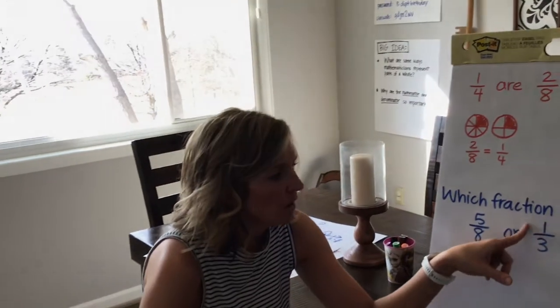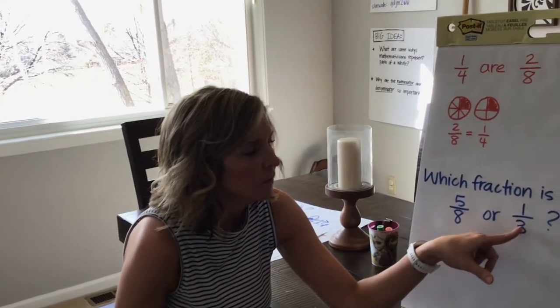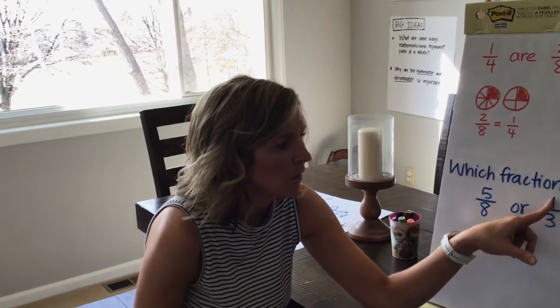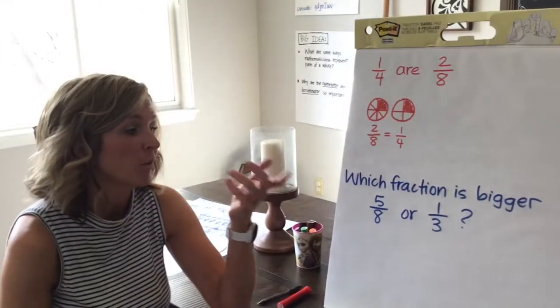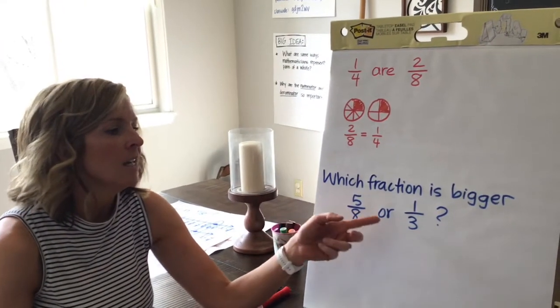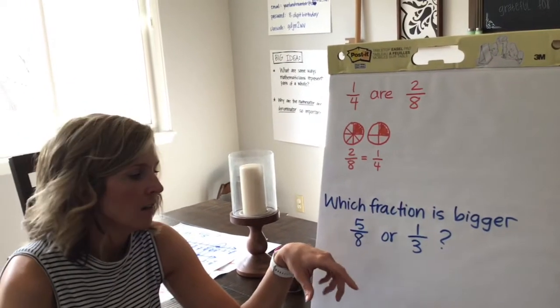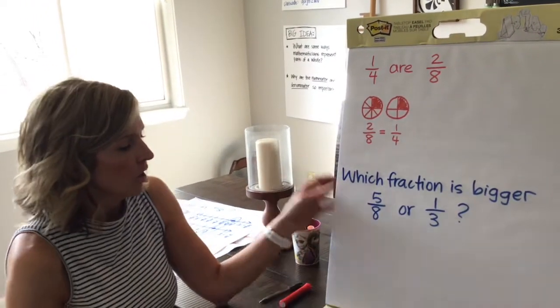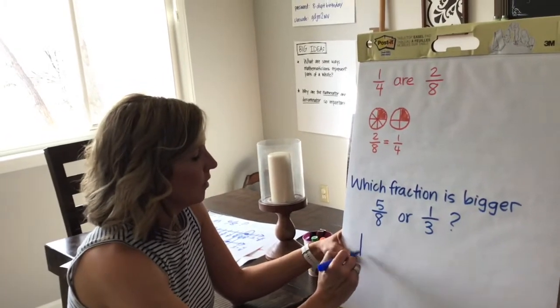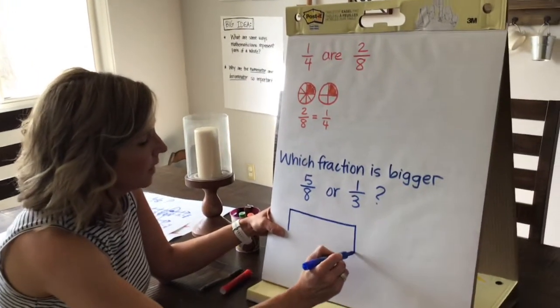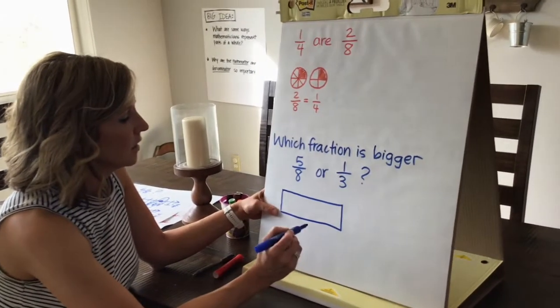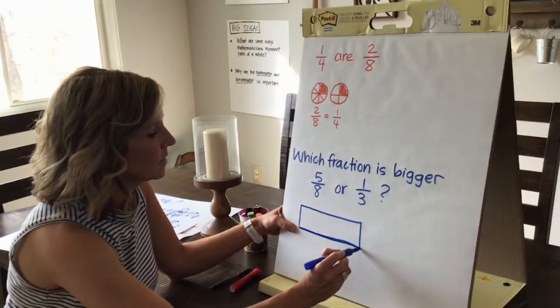This is only 1/3, so if I had a number line cut into 3 parts, this is only one jump on that number line. So I'm already starting to think that 5/8 is bigger than 1/3 because of what I understand about the numerator and the denominator. But we can also draw a model to help prove our thinking. So I'm going to draw a rectangle model this time. Doesn't matter which model, as long as they're precise and they're exactly the same size.